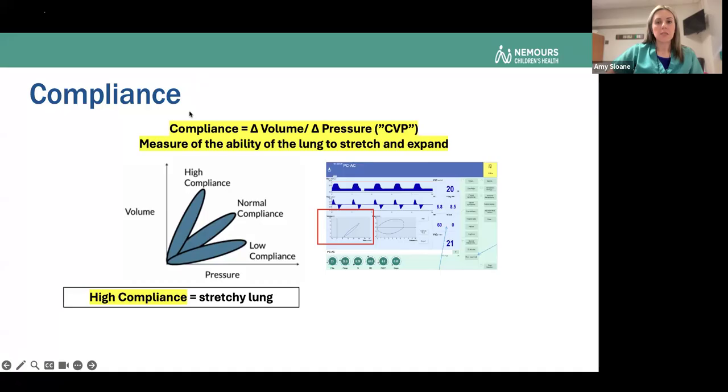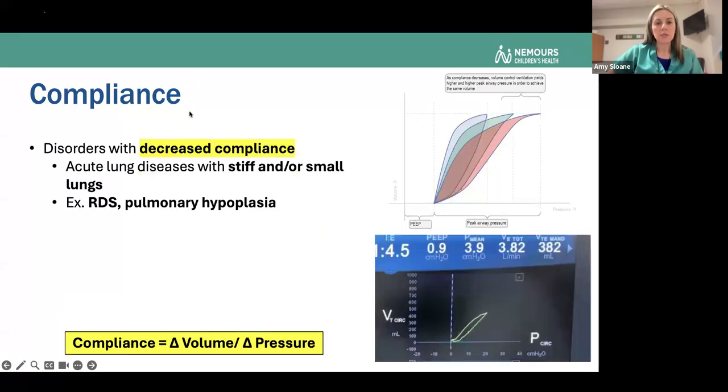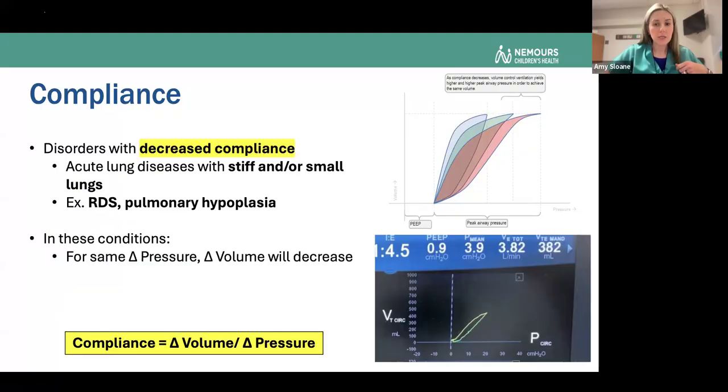Decreased compliance is seen in acute lung disease, like I mentioned, where the lungs are stiff and smaller in volume, so things like RDS or even pulmonary hypoplasia. And in these situations, the lung can't expand easily. So for a given change in pressure, you get less change in volume, and conversely, if you want to achieve the same volume, you need to apply more pressure. That's why these patients are harder to ventilate.